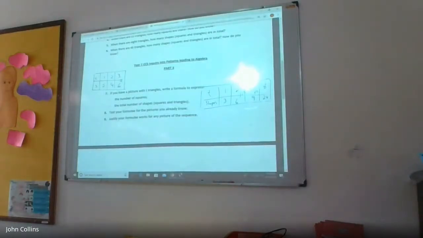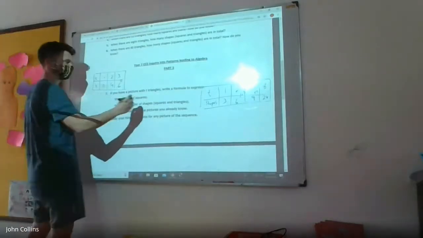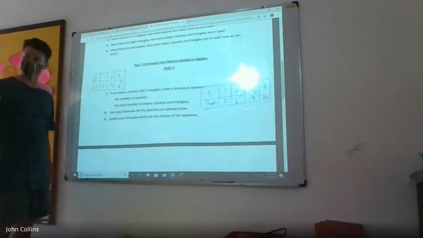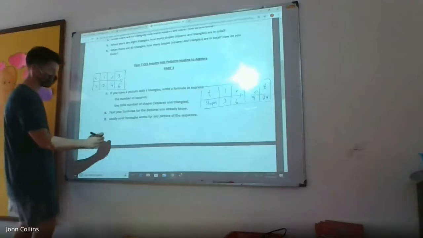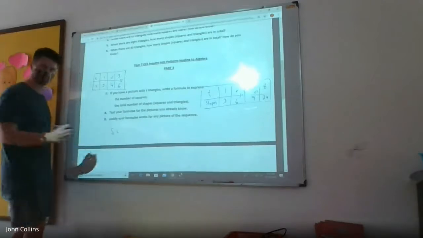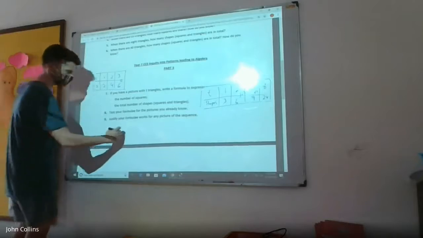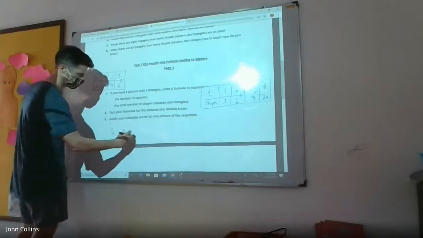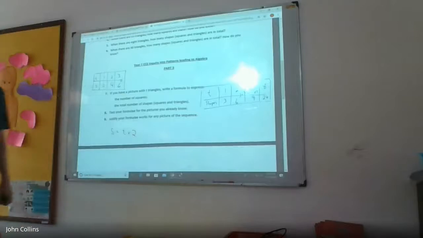Okay. Anyone get a formula? A mathematical formula. This is algebra now. This is complicated, is it? So it's basically T times 2, and then that equals S. Okay, so you're saying the number of squares in a formula, now using letters. S is equal to what? T times 2. S is equal to T times 2.